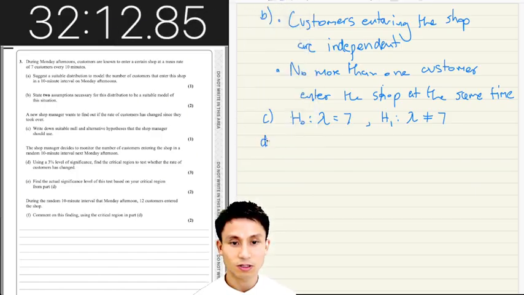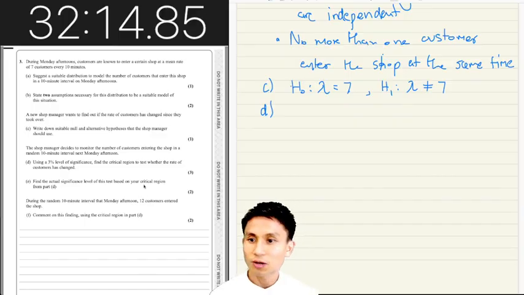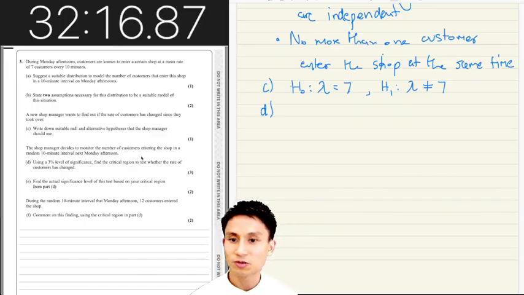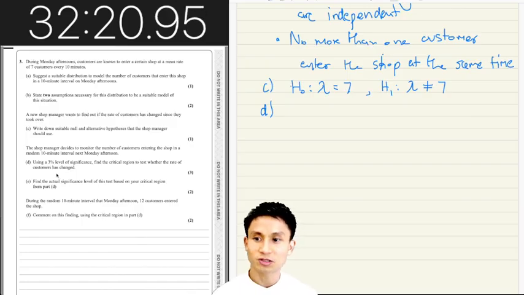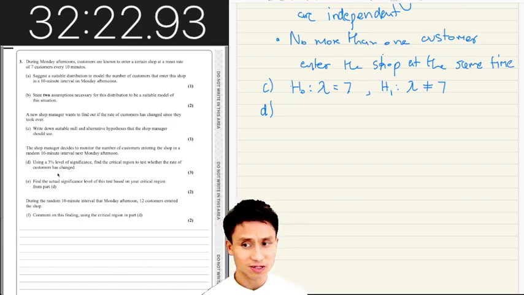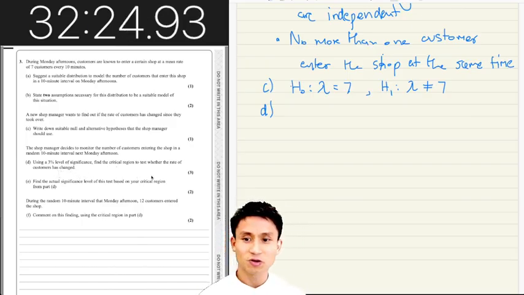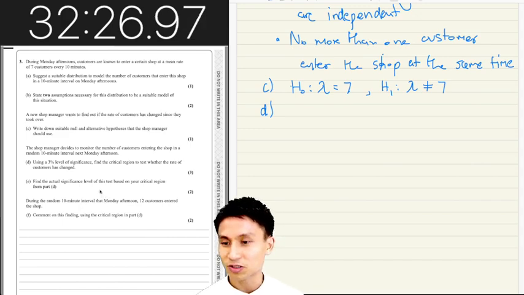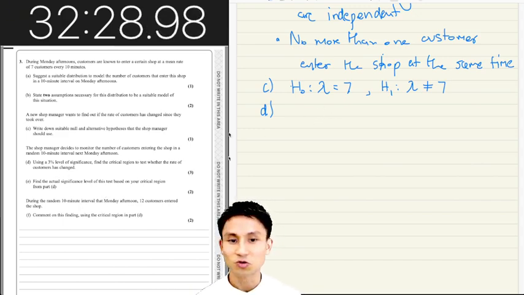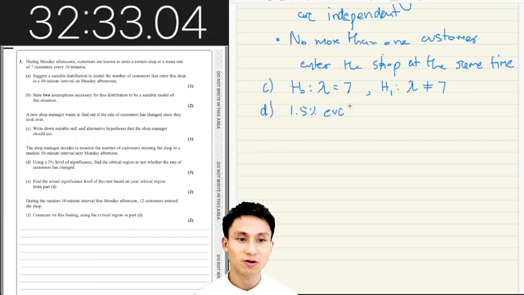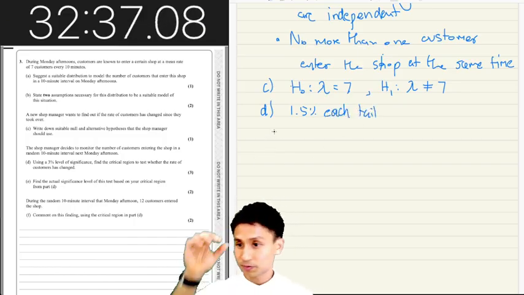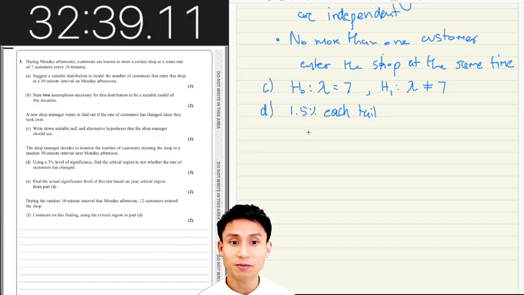Okay, so D, the shop manager decides to monitor the number of customers entering the shop in a randomly chosen 10-minute interval next Monday afternoon. Use 3% level of significance. Find a critical region to test whether the rate of customers has changed. Okay, so this is two-tail. So that means we have to do 1.5% each tail, right? The same 10-minute interval.